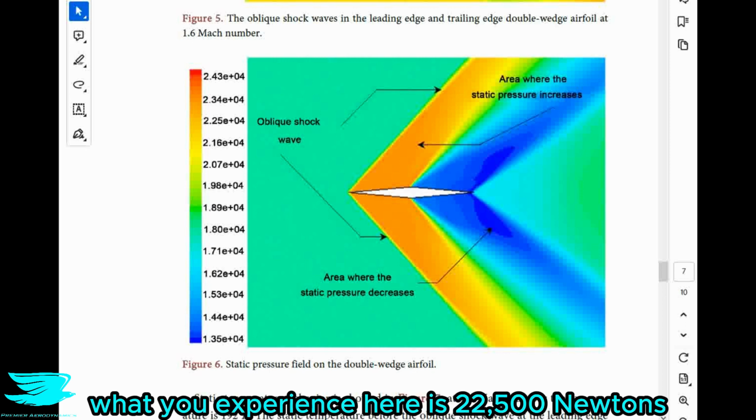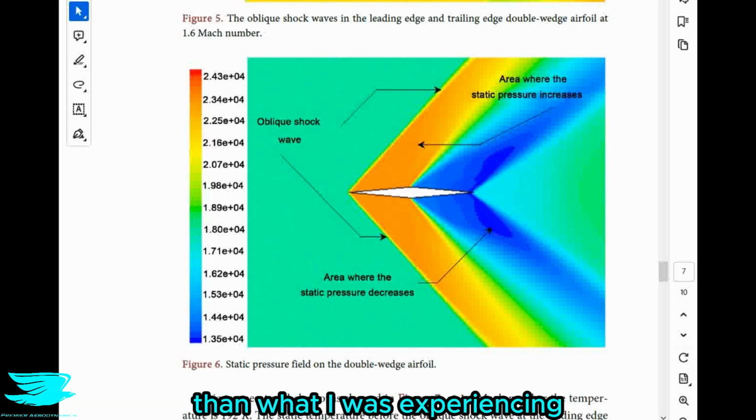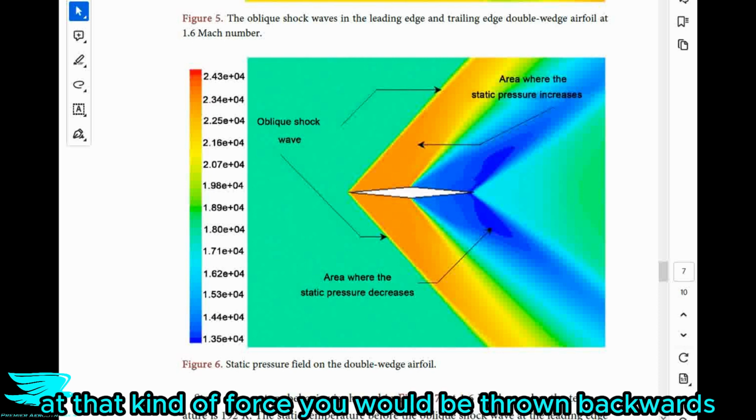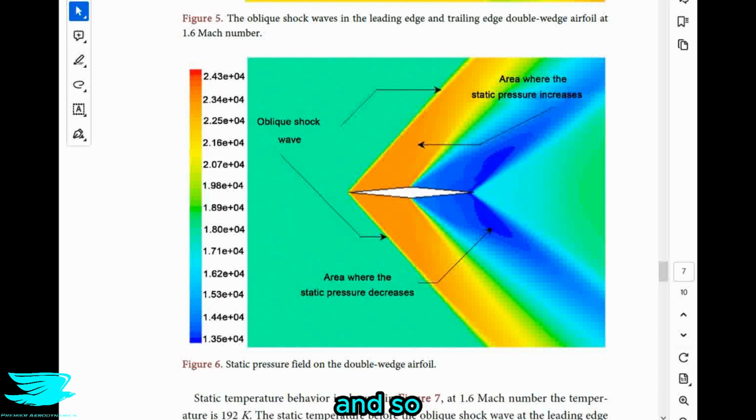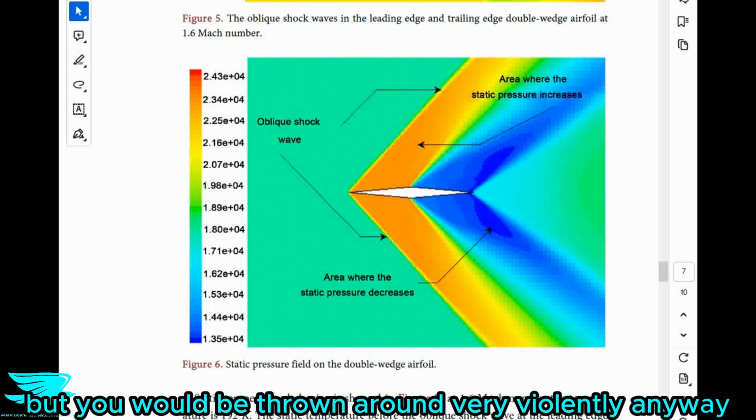What you would experience here is 22,500 newtons per square meter, which is about 100 times more than what I was experiencing. At that kind of force, you would be thrown backwards. And so I definitely think you would survive this pressure, but you would be thrown around very violently.